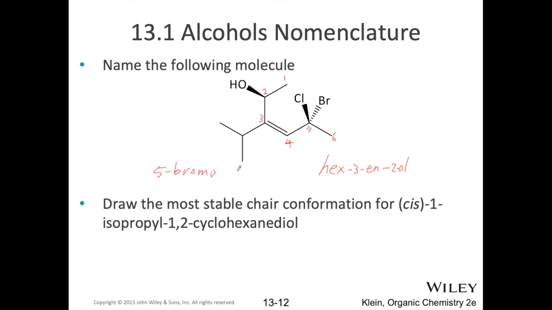I may have put too much room for this, but we'll figure it out. 6, oh sorry, that's also 5. 5-chloro. And 3-isopropyl. Oh, I guess I put the right amount of space. Hexenol. Okay. And now we've got to look at stereochemistry concerns.